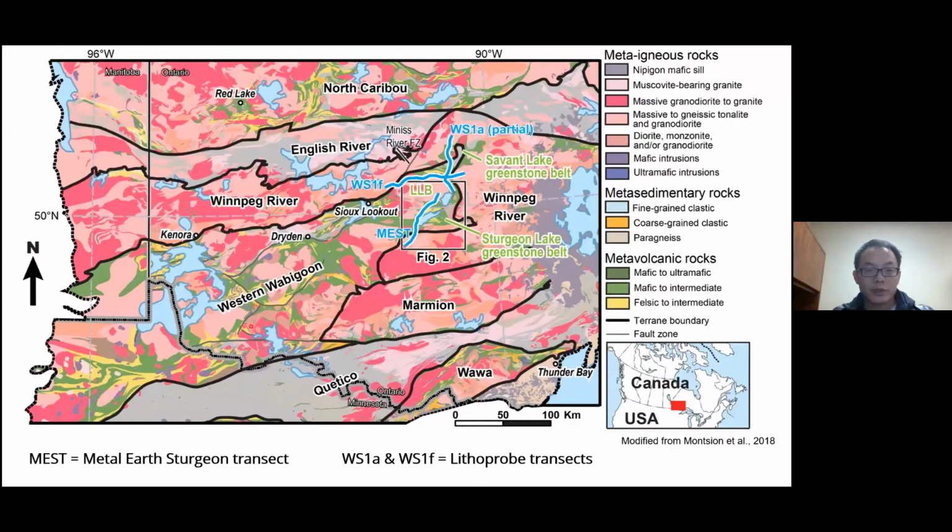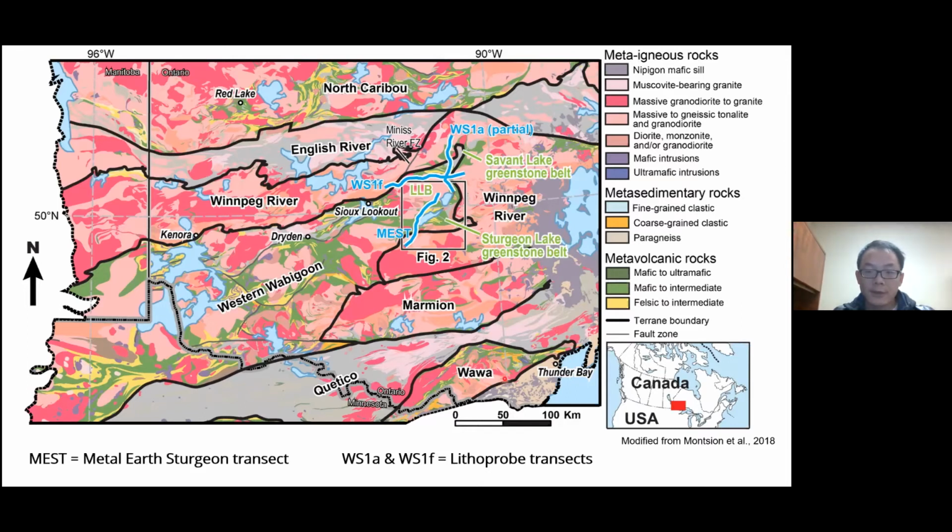on this regional geologic map, I just want to highlight that the Western Superior in this region was assembled roughly in general from North Caribou southward. So we have North Caribou separated by English River sedimentary terrain, then this Winnipeg River continental terrain, and this little Marmion continental terrain, which includes this Western Wabigoon oceanic terrain. And further to the south, we have Quetico sedimentary basin and Wawa oceanic terrain.